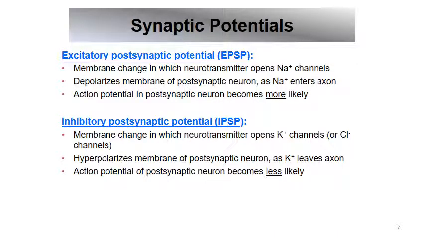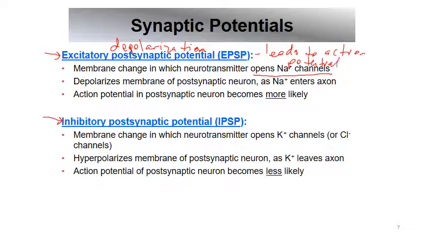Okay, excitatory postsynaptic potential versus the inhibitory. So these just really refer to, excitatory would be depolarization, when those ligand-gated channels open on the dendrites in the cell body and sodium enters. And so here, depolarization leads to action potentials. And so this is just a different type of the graded potential, the depolarization type of graded potential.